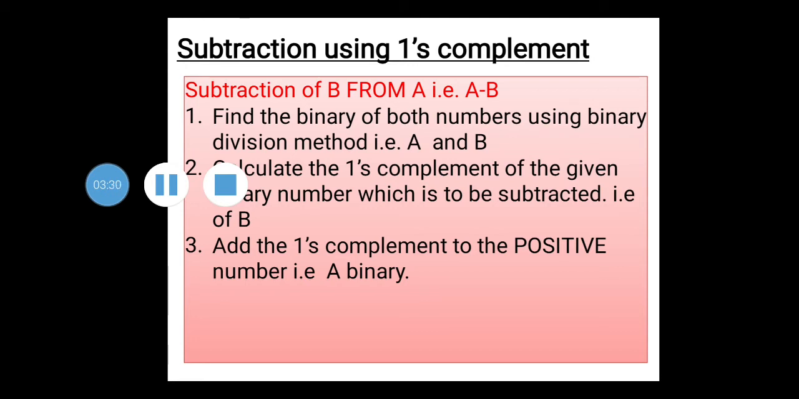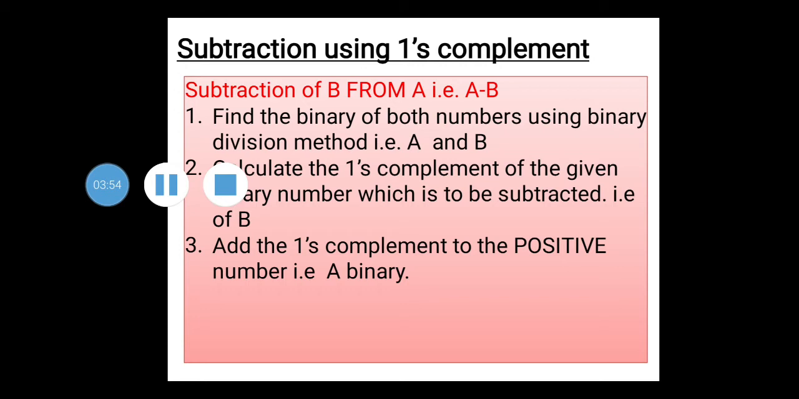So we'll start with the rules. First, find the binary of both numbers using the binary division method. So the binary of a you have to find out and note it down, and the binary number of b also you are going to find out and note it down. Then you have to find the bit length of a and b; both have to be the same.